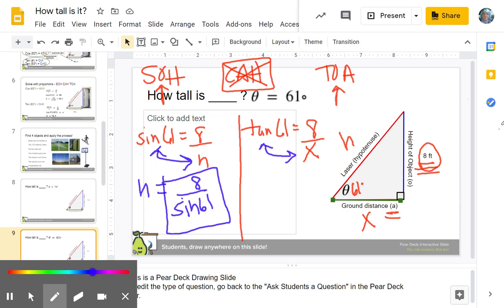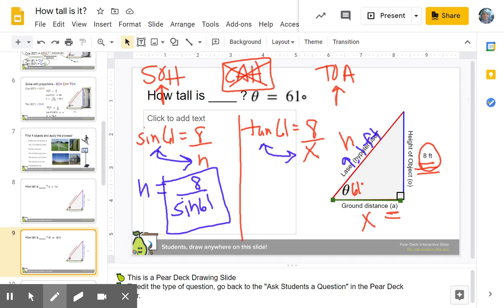So again, over in the calculator, you've got to be in degree mode. So make sure you're in degree mode over here. Super important. And then 8 divided by sine 61. Did everybody get 9.1? Okay, and that's my hypotenuse. So 9.1, and that was feet. That's this distance if I was measuring with a laser.